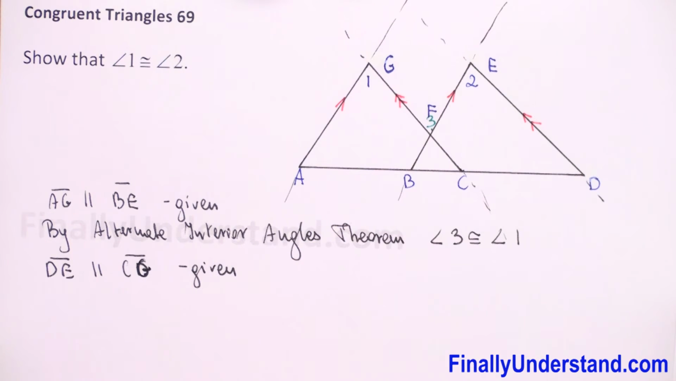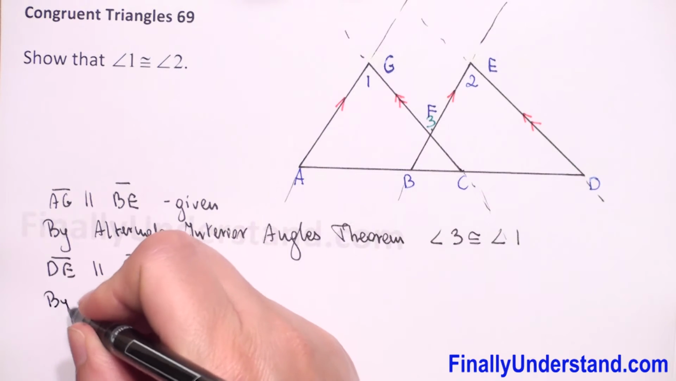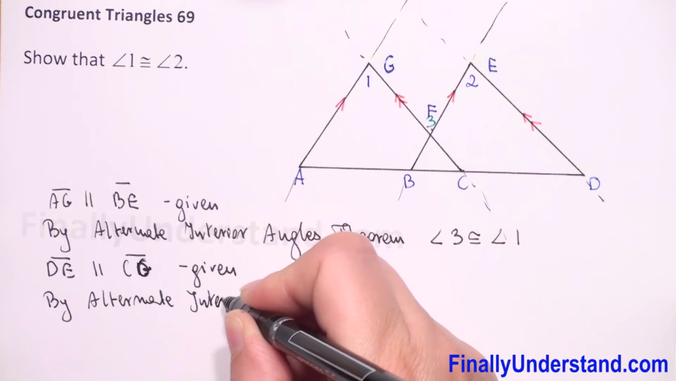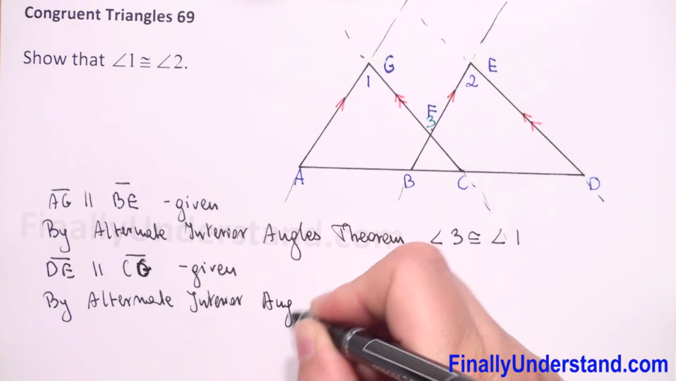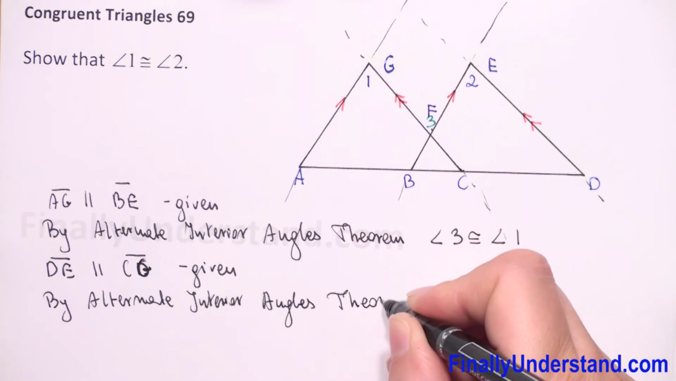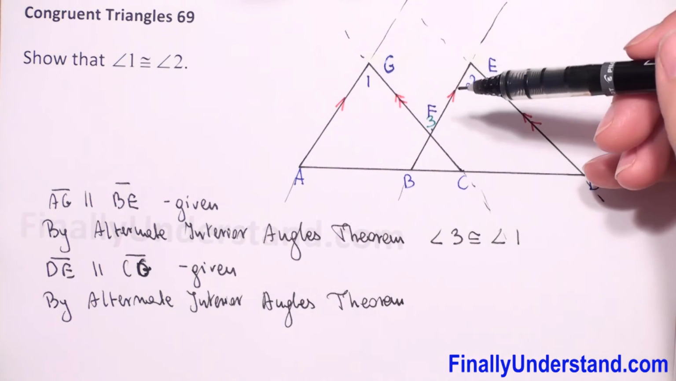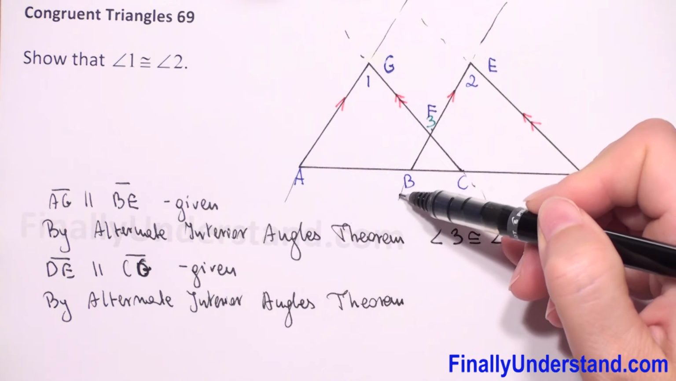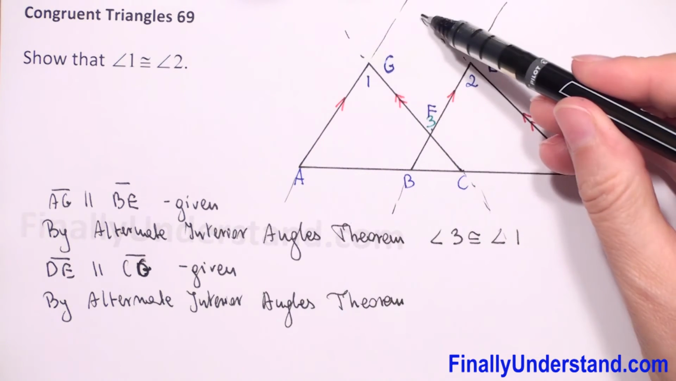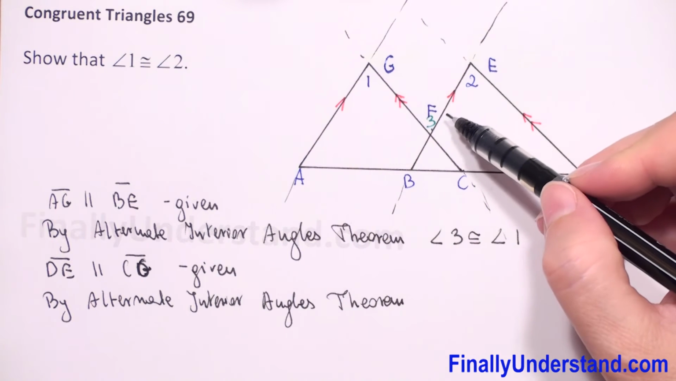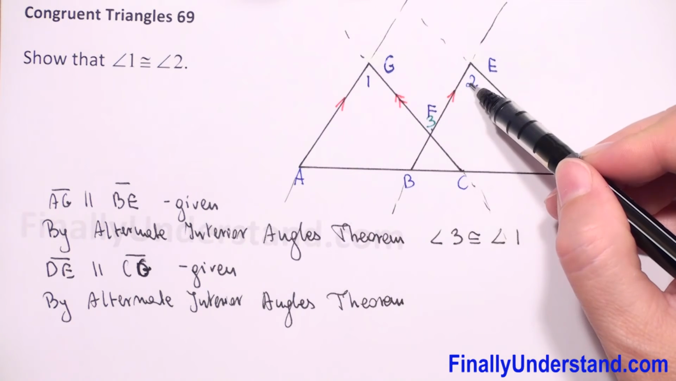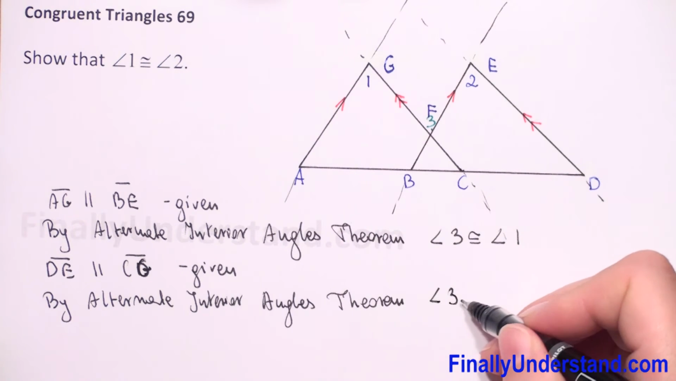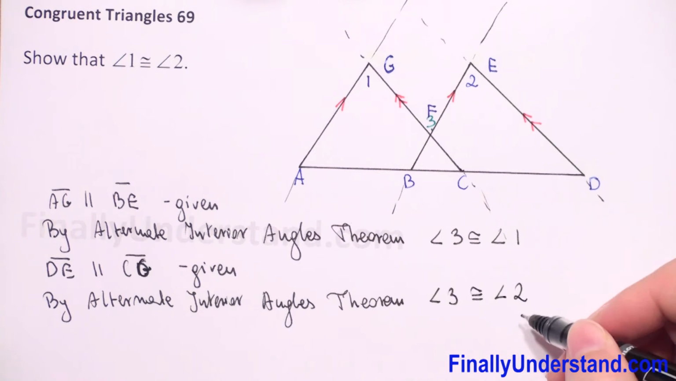So again, by alternate interior angles theorem, now if we treat our BE as a transversal which cuts these two parallel lines, we have that alternate interior angles are congruent. So now angle 3 is congruent to angle 2.